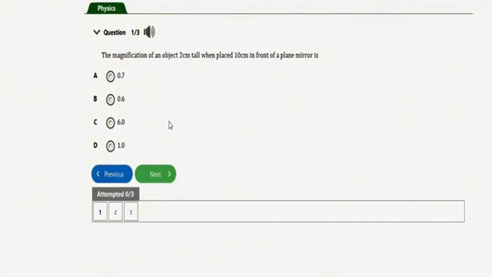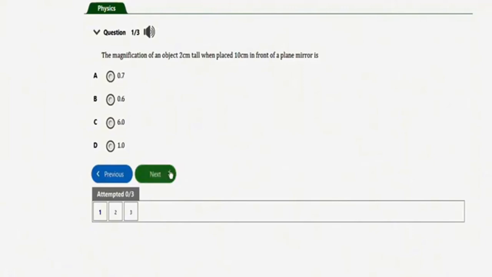So guys, for this particular question, you don't need to solve anything. All you need to know is the fact that the magnification of an object in a plane mirror is always 1. So the correct option in this question is option D, which is 1. You don't need to solve anything. So that's it for this question.